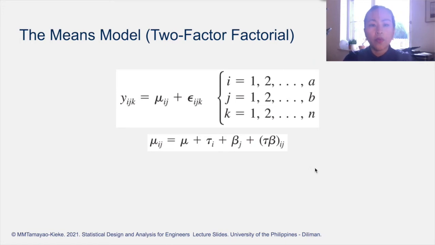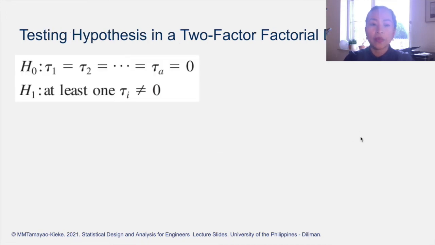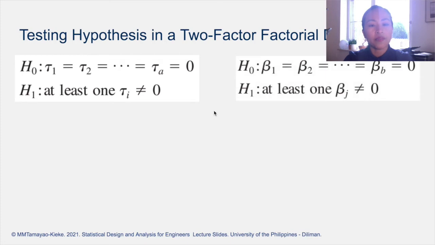Okay, so what are the hypotheses that are tested in a two-factor factorial design? Now, we want to test the equality of the treatment effects. So in a two-factor factorial design, the hypothesis for the equality of the treatment effects is expressed as such. H naught is such that tau sub 1 is equal to tau sub 2 up to tau sub a, and these are all equal to 0.